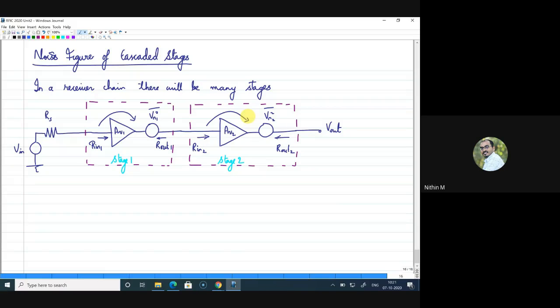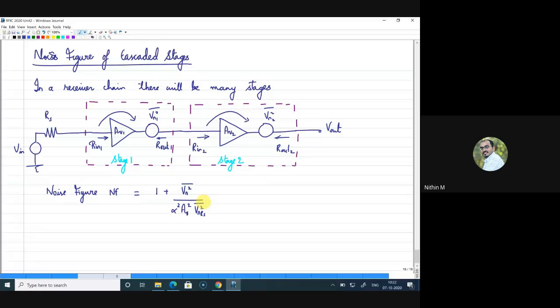So what we will do first is, we know that we have already derived the noise figure expression for a single stage. So from that calculation, we know that noise figure NF can be represented as 1 plus Vn square bar divided by alpha square AV square Vn Rs square bar. Remember, this is the way we represented noise figure in the previous class.